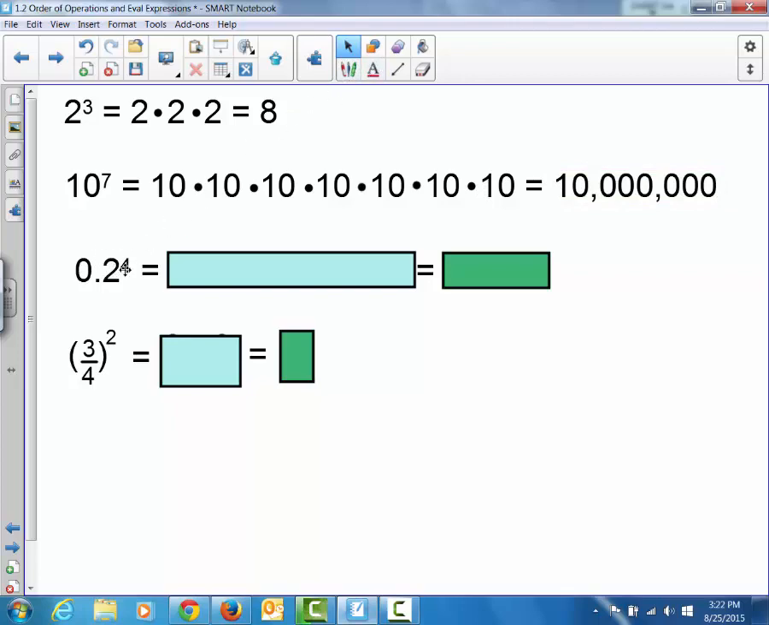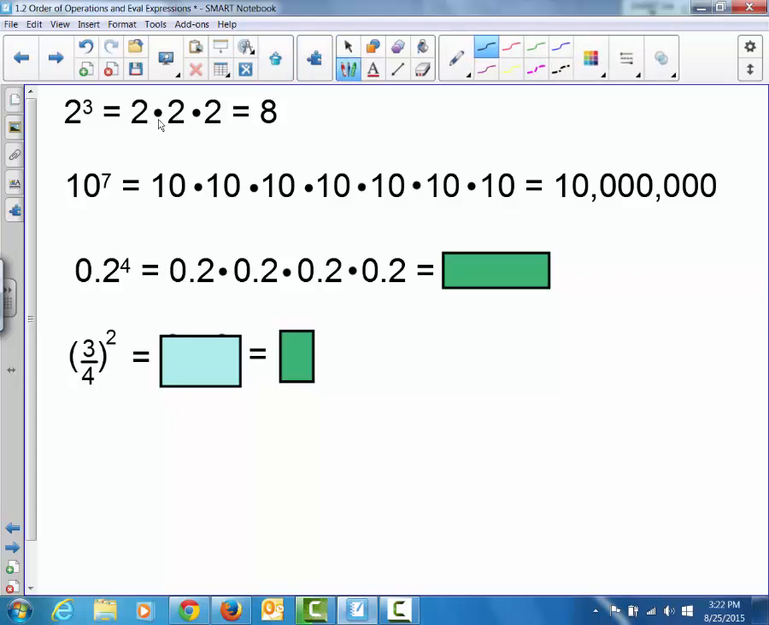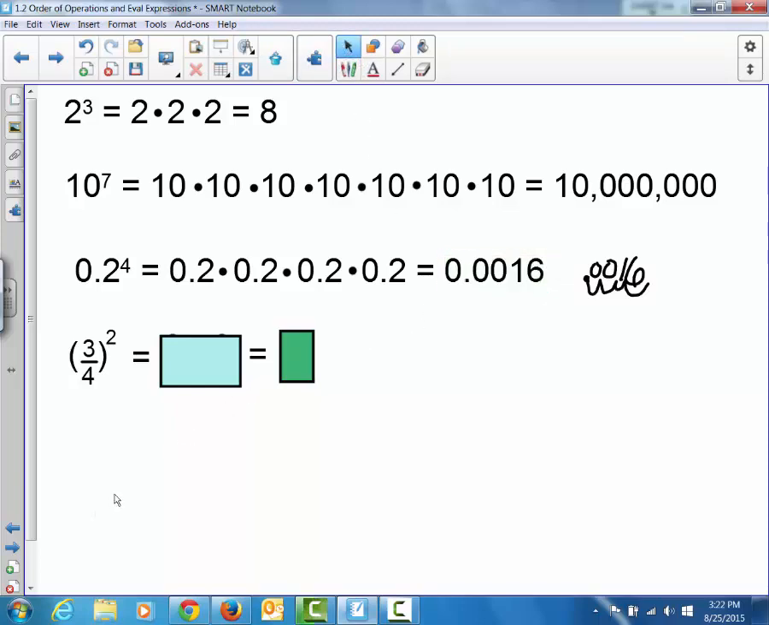Now this one's a little bit more complicated. We've got 0.2 to the fourth power, so we just write 0.2 times 0.2 times 0.2 times 0.2. And just like up here where 3 2's ended up with an 8, 2 times 2 is 4, times 2 is 8, times 2 is 16. But we have 4 decimal places, so we have to fill in right here. So that would be 0.0016, and that's what we got here, 0.0016. So don't forget to count your decimal places when you're dealing with decimals.